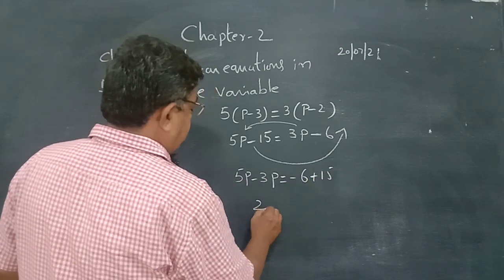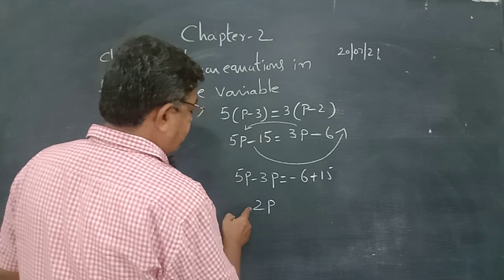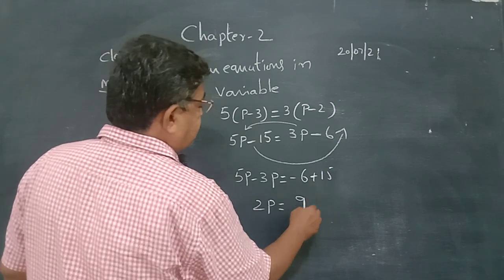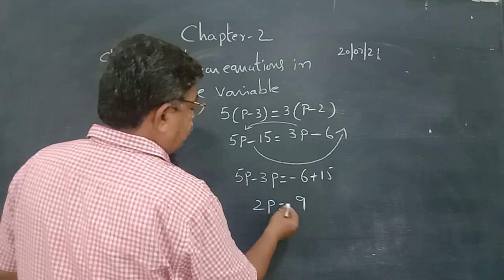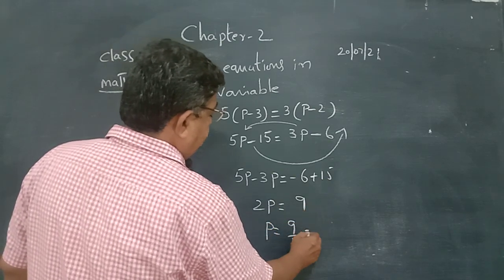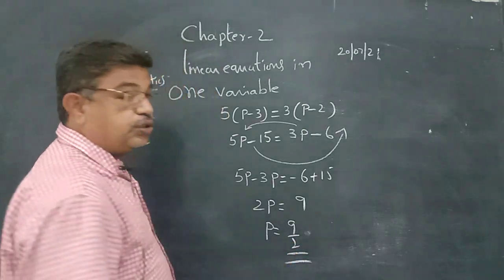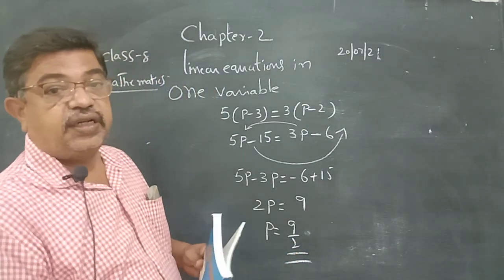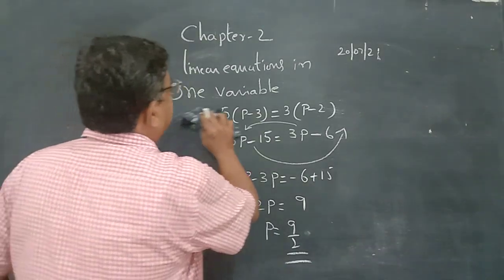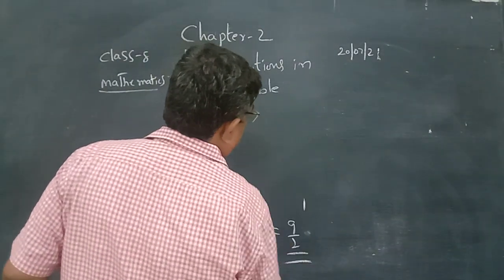5p minus 3p, the difference is 2p. Symbol of 5 is plus, therefore it is plus 2p. Minus 6 plus 15, the difference is 9. So both sides you have positive. p equal to 9 by 2. So this is the solution of the linear equation in the variable x, or sorry, p. Next.